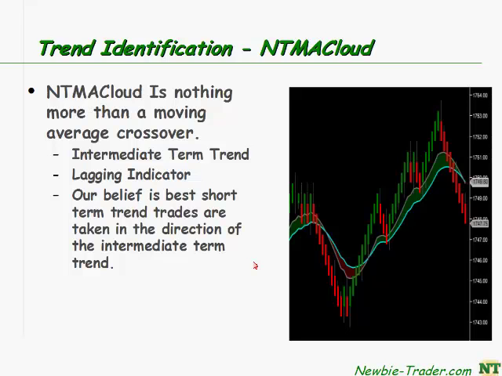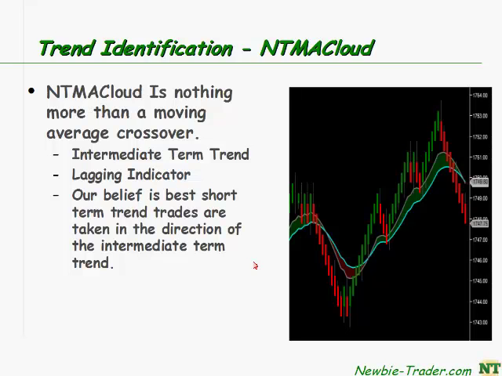So we talked about the fractals being a trend identifier. Here is another way we identify trend, just a moving average crossover. And we know that moving average crossovers are lagging indicators, and we accept that. But our belief at Newbie-Trader is that the best short-term trend trades are taken in the direction of the intermediate term trend.